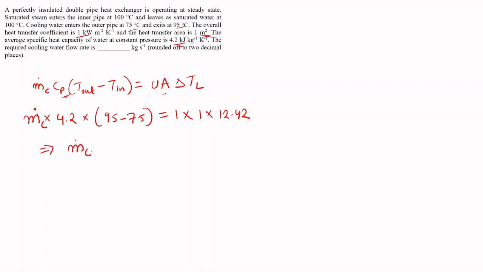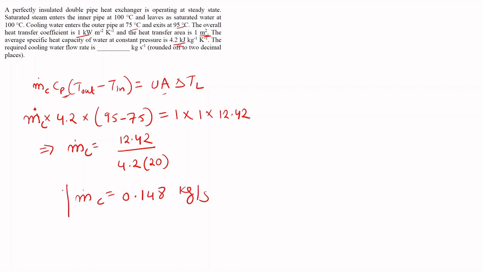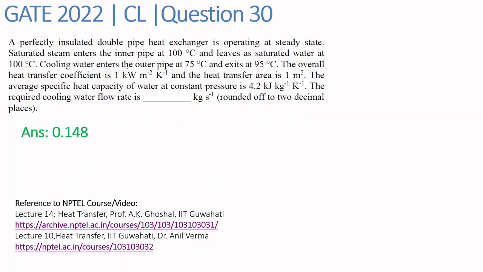So from here we can find m dot c is 12.42 upon 4.2 into 95 minus 75, which is 20. So my m dot c will be around 0.148 kg per second. The mass flow rate of coolant that was asked in the question is 0.148 kg per second. So this is my final answer, 0.148 kg per second.